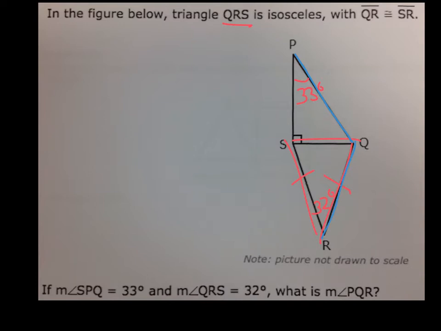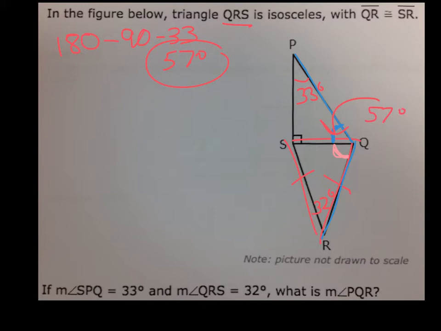So if I'm looking ahead, I believe at the top I need to figure out this angle, and at the bottom I need to figure out this angle, and then I can add them together. So let's just take a look at the top triangle. I see it's a right triangle, and I know that the sum of the angles in any triangle is always 180. So if I start with 180, and I subtract 90, and then I subtract 33, that should give me my final answer. So 180 minus 33 minus 90 is equal to 57 degrees. So that tells me this angle right here is 57 degrees.